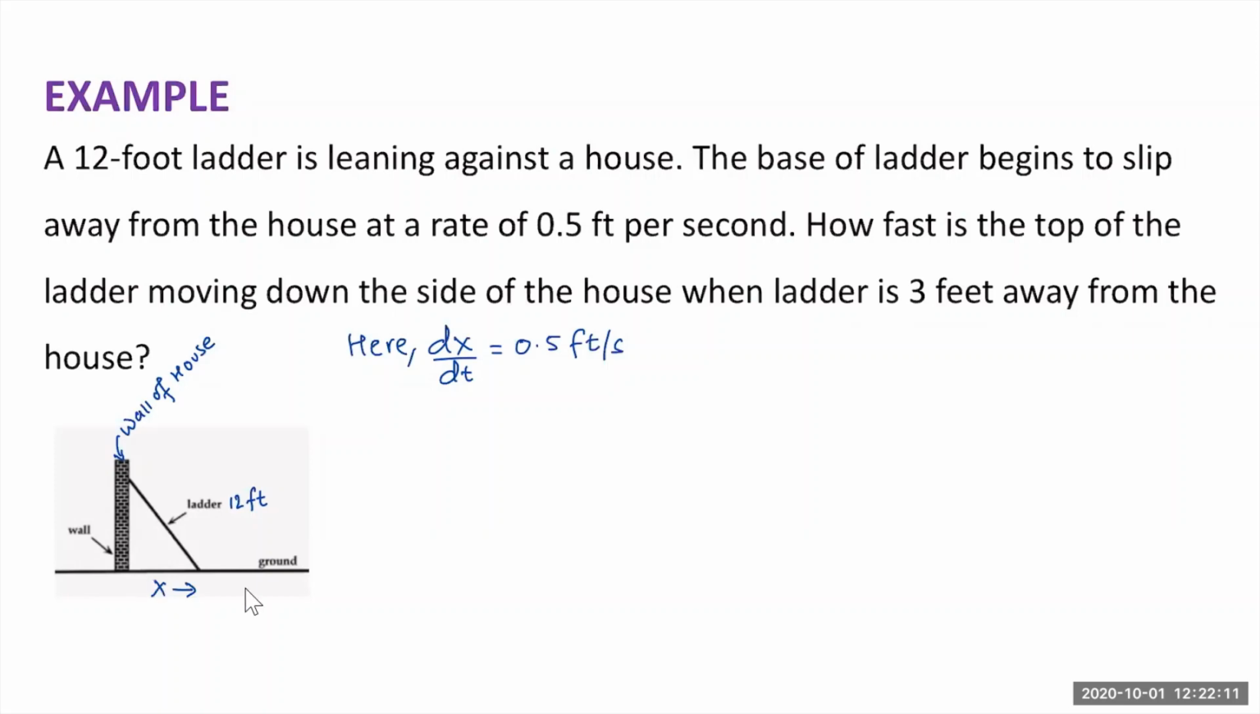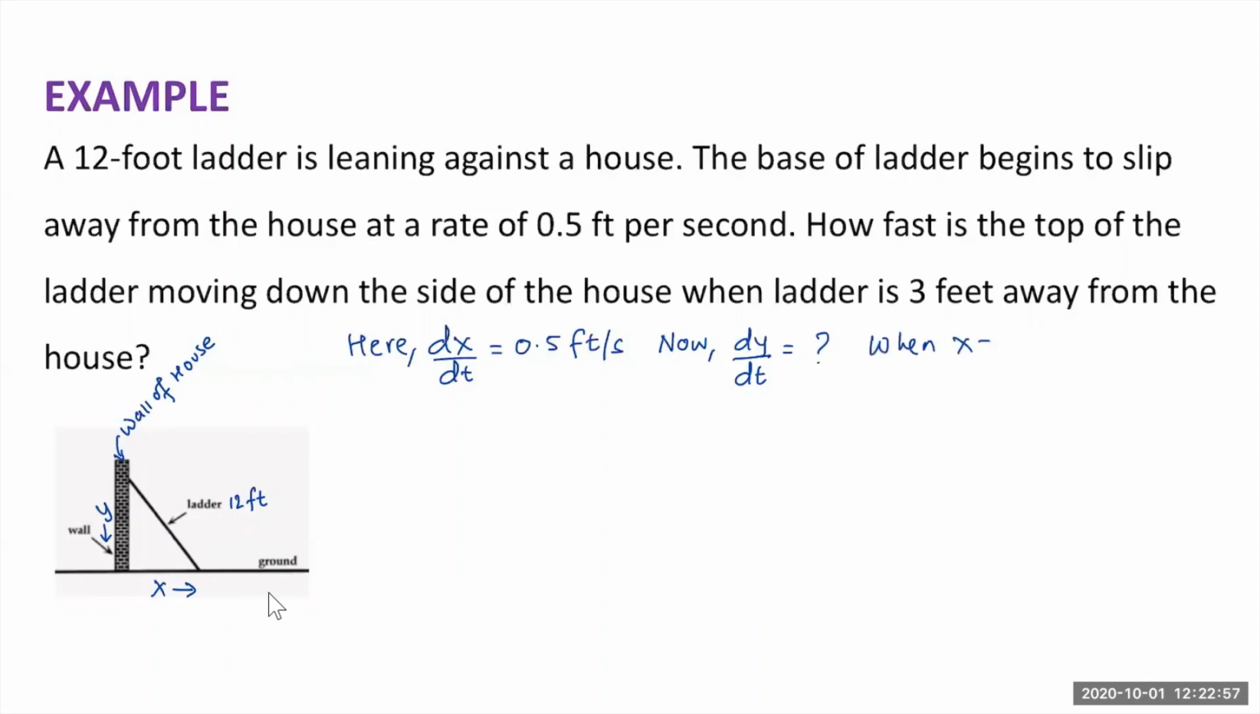As this is going away, you know that if the vertical distance is y, from here to here, then the tip of the ladder is moving down. That means the y value is decreasing, it's going down. So what you have to find is, how fast is the top of the ladder moving down? That is dy over dt, the change in y with respect to time. How fast is the top of the ladder moving down the side of the house when the ladder is 3 feet away from the house, when this x is 3 feet?